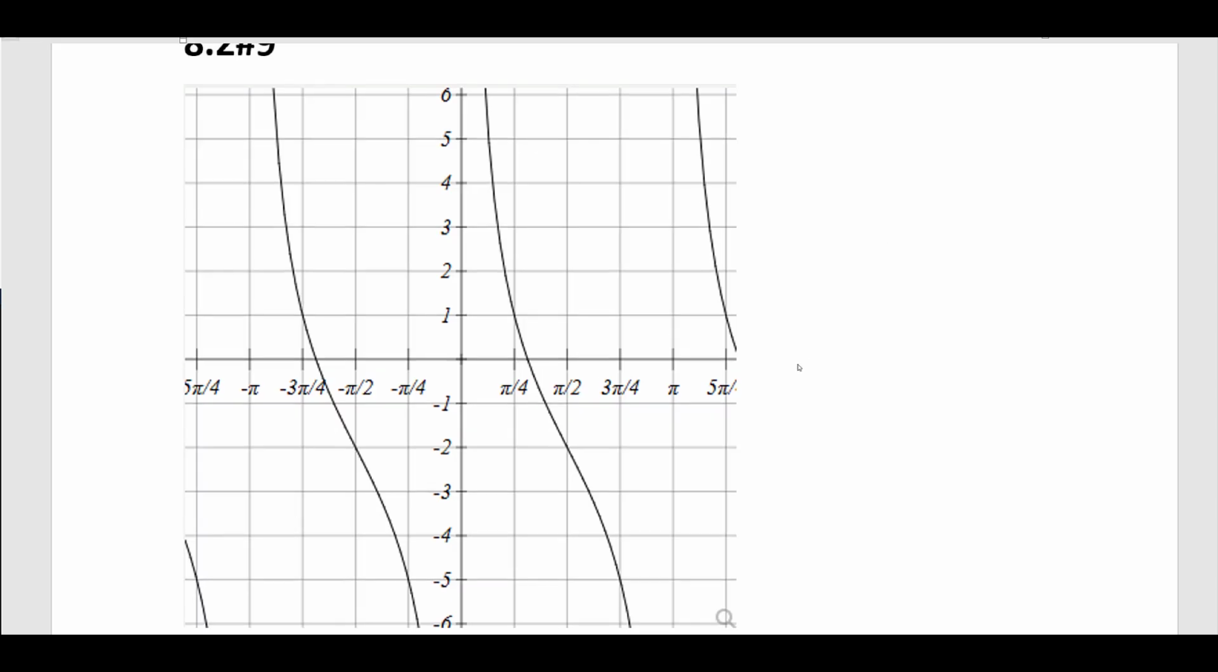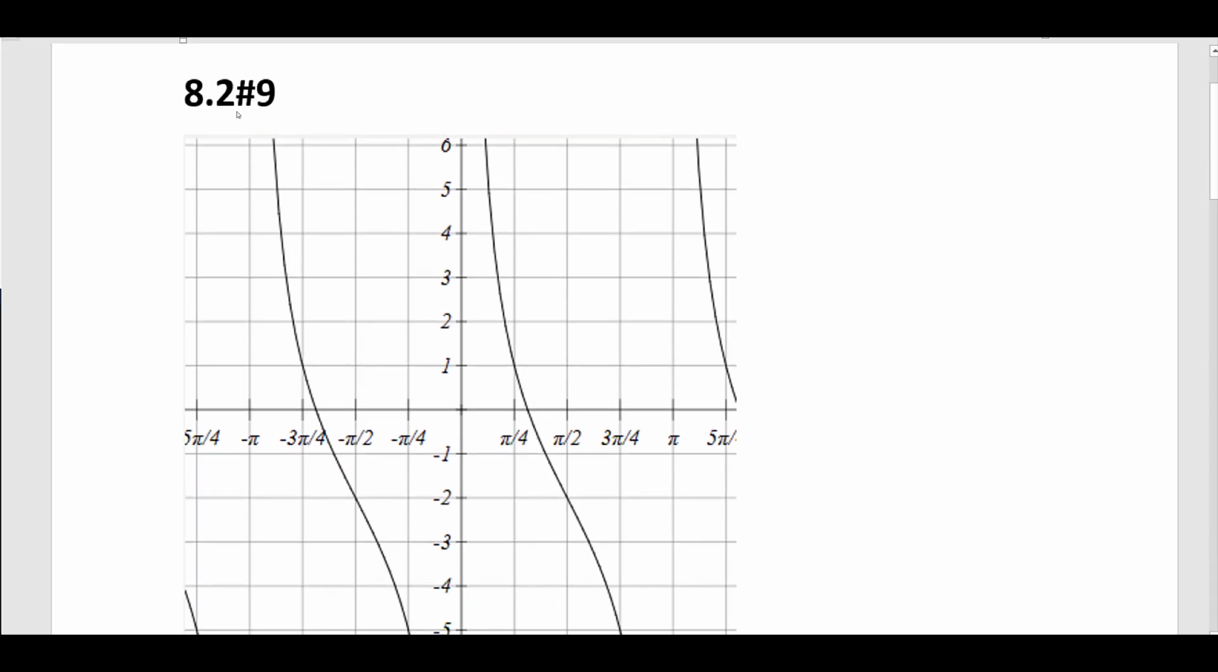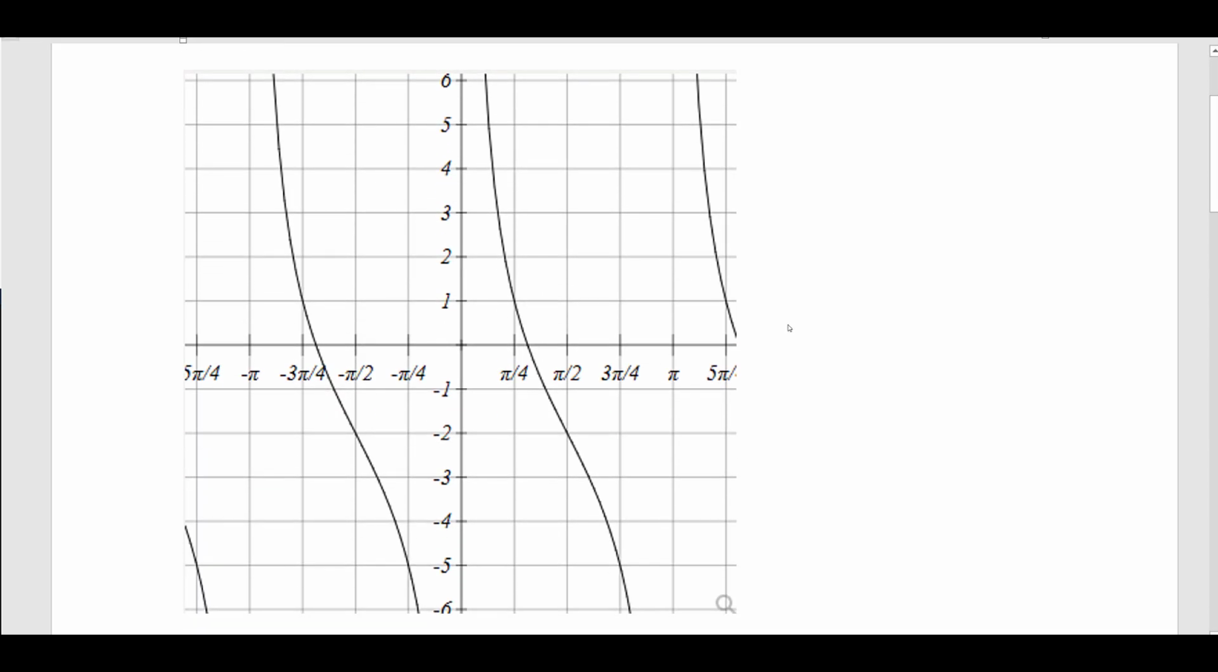Okay, this is number 9 from 8.2. Put it right there. And we're supposed to come up with the equation of this curve, or this graph. What does it look like? A couple of things I want to point out just to begin with. There we go. It looks like we have an asymptote here at 0, and an asymptote here at pi.